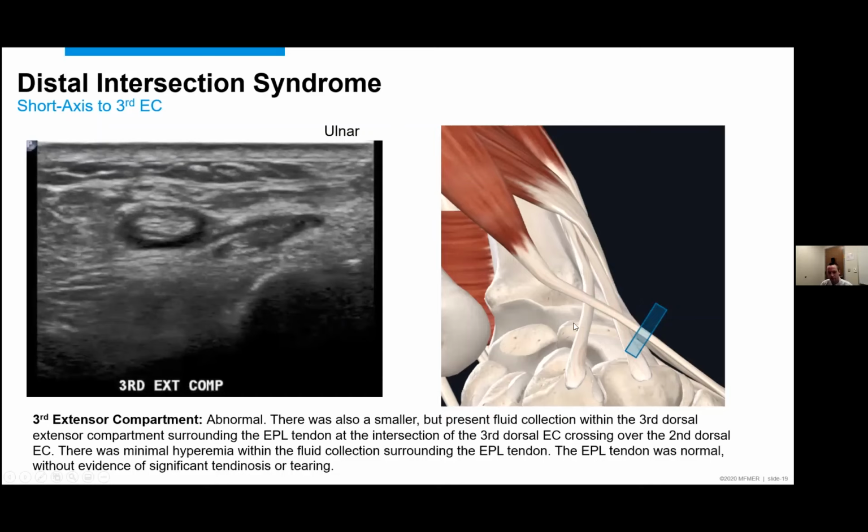Abnormal. There was a smaller but present fluid collection within the third extensor compartment surrounding the EPL tendon, again at that intersection of the third extensor compartment crossing over the second. There's minimal hyperemia. I did not save a picture of that. The EPL tendon itself was normal without any significant tendinosis or tearing.